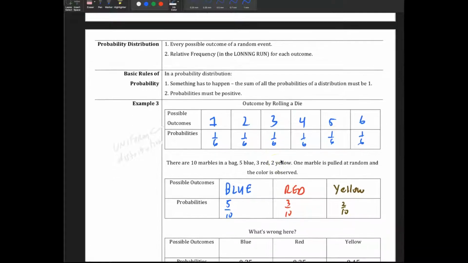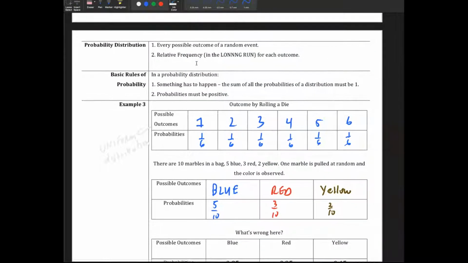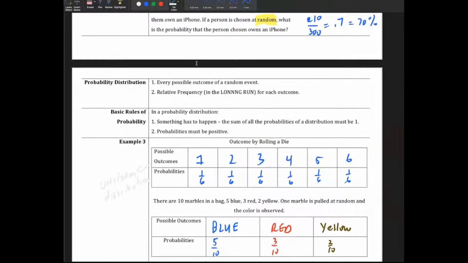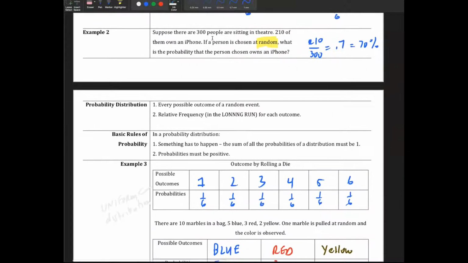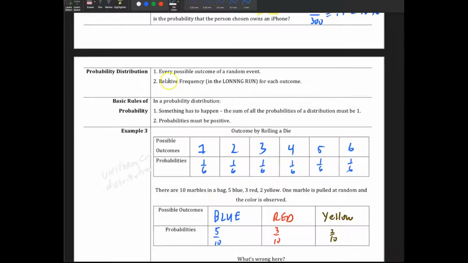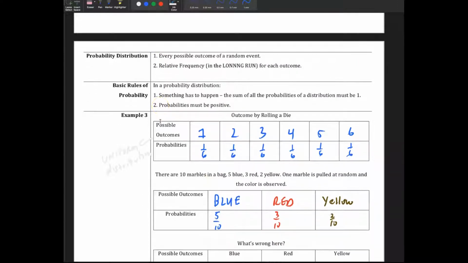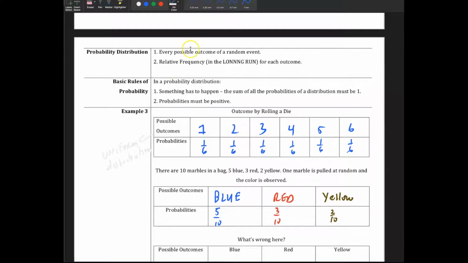So now that we've connected probability to statistics, or introduced probability from the numerical perspective, and the definitions, let's connect it to statistics. We start to talk about this term distribution again, which is similar to the distribution we've talked about in the past. It's every possible outcome of a random event.